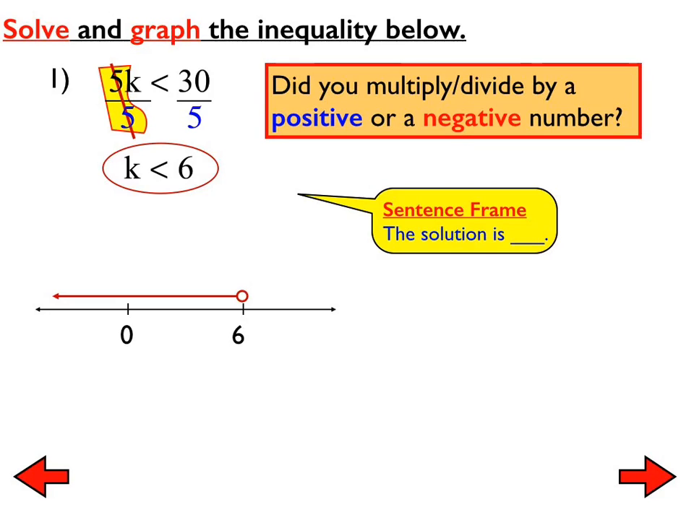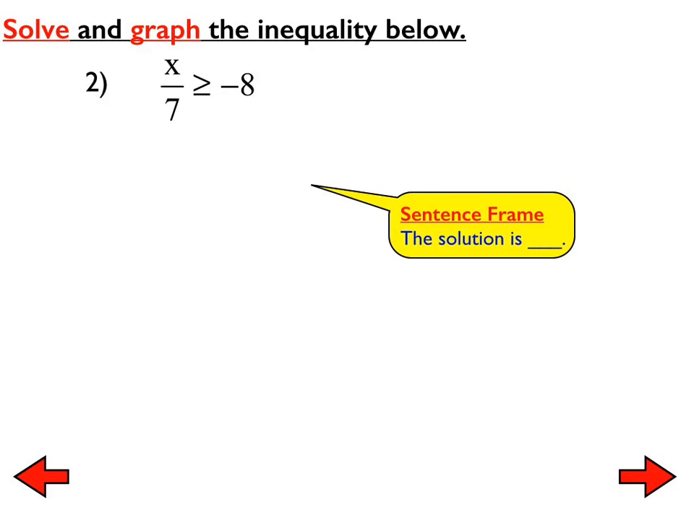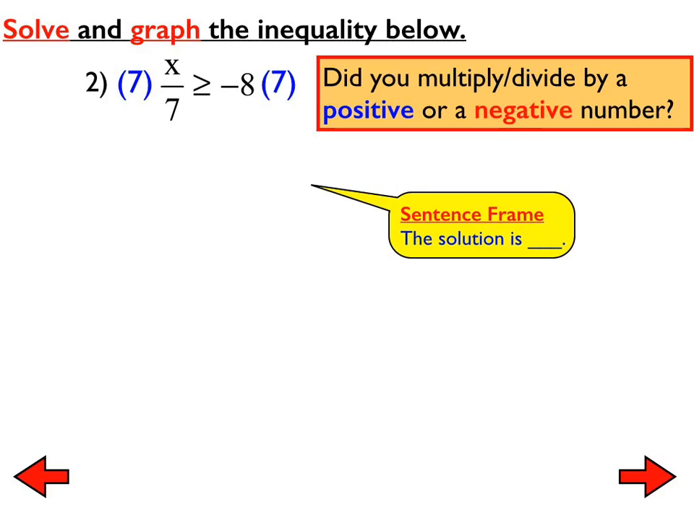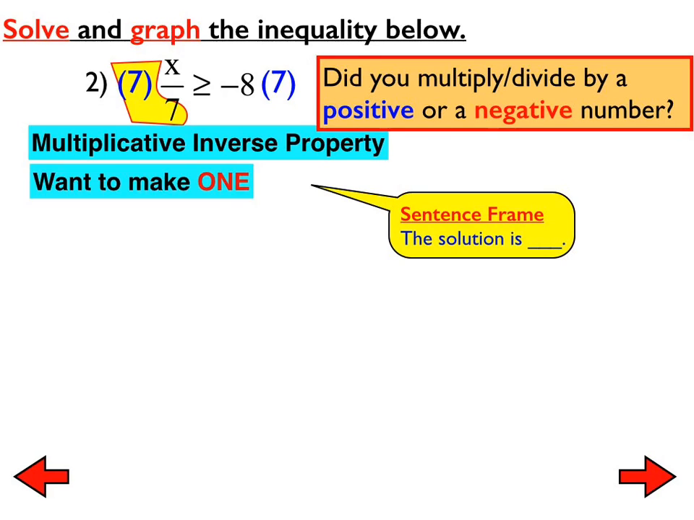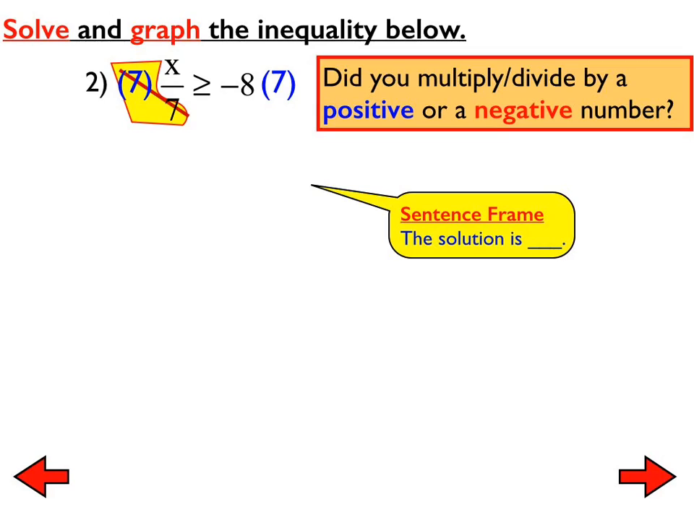Okay, let's go to number 2. x over 7 is greater than or equal to -8. How would I go about trying to solve this one? And did you multiply both sides by a +7 or a -7? Yeah, and that's the key right there. Since we multiply both sides by a +7, we do not do any flipping of the inequality symbol. So the solution is x is greater than or equal to, remember we do not flip because we multiplied by a positive number, -56.